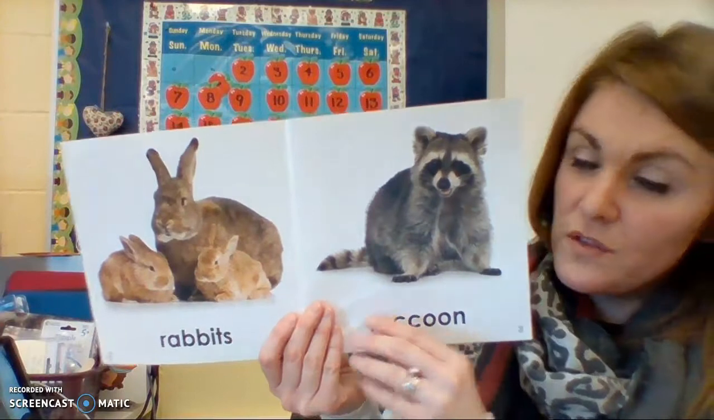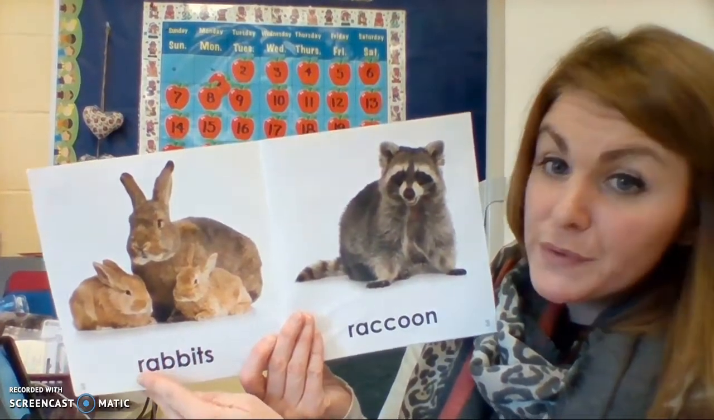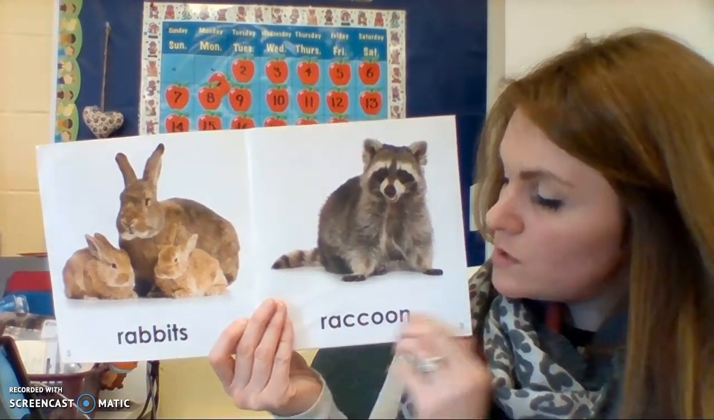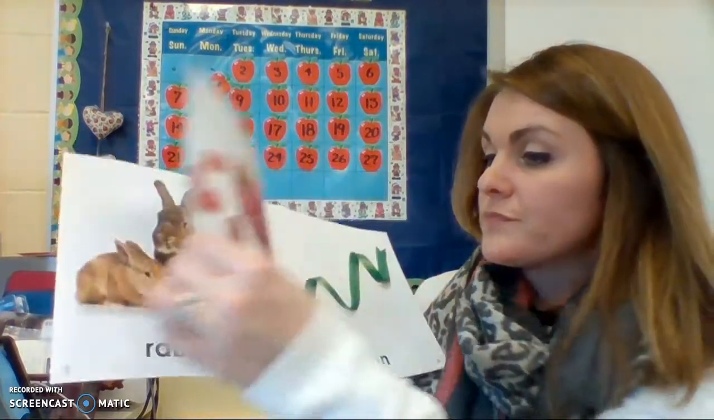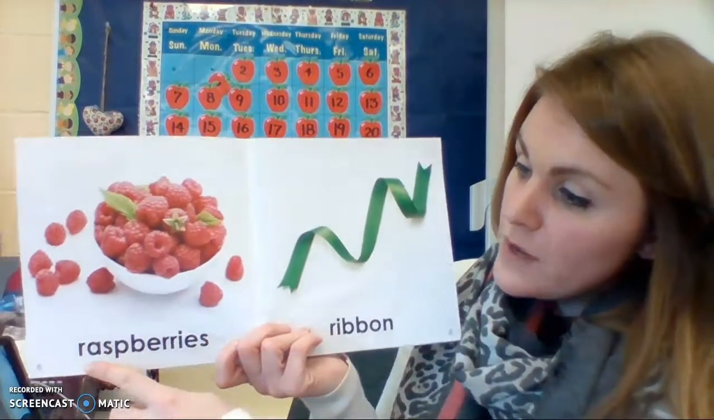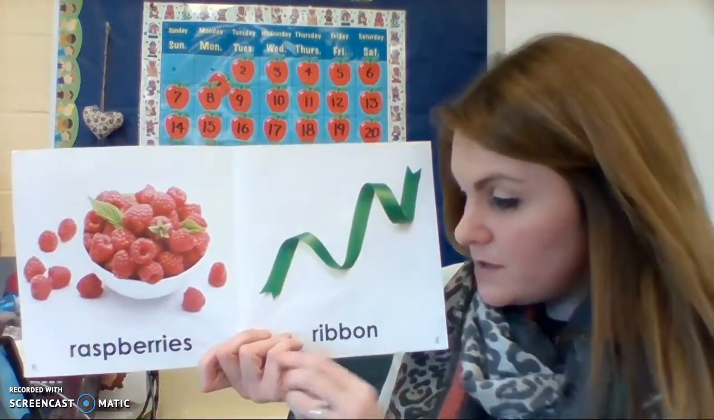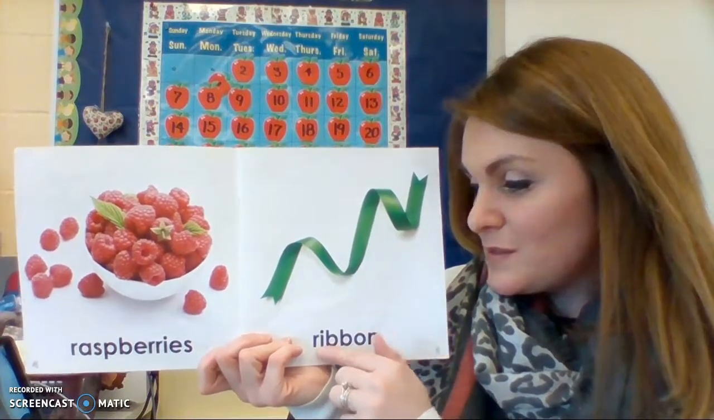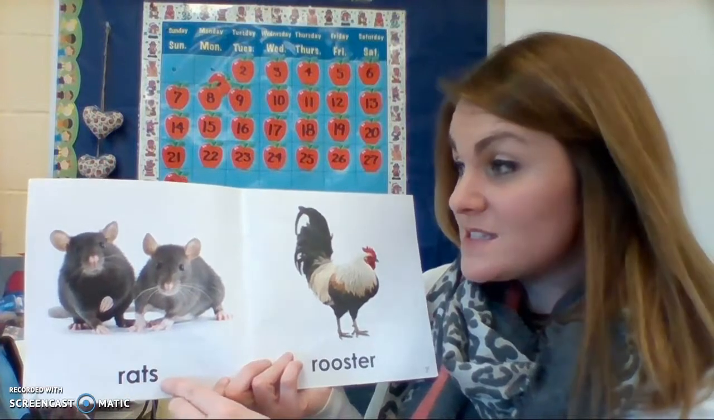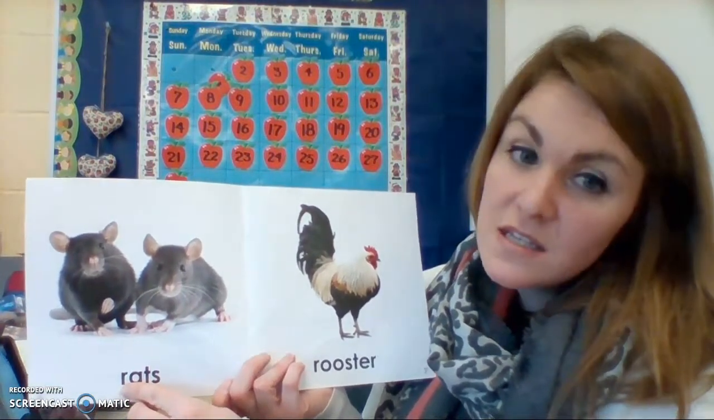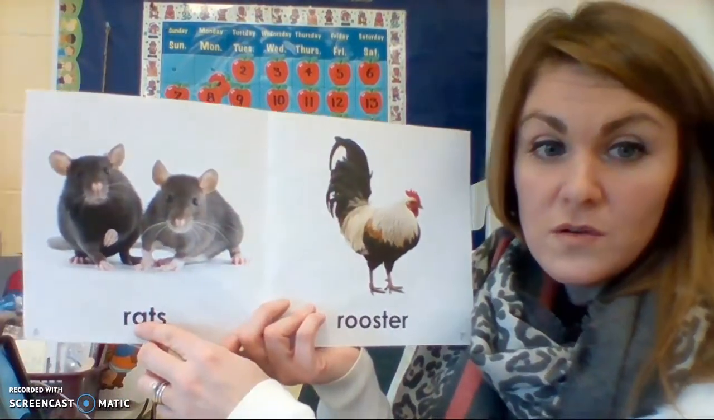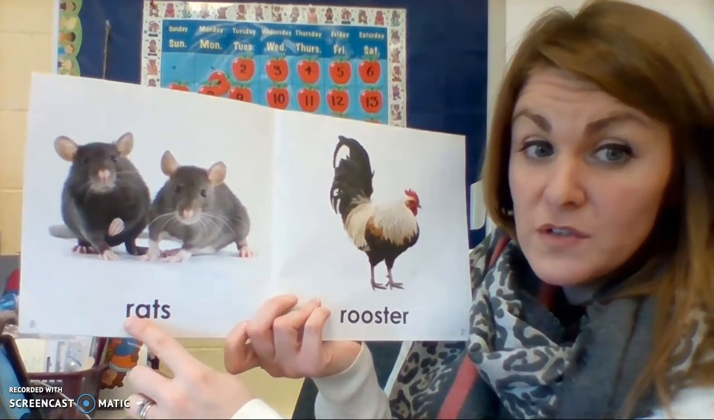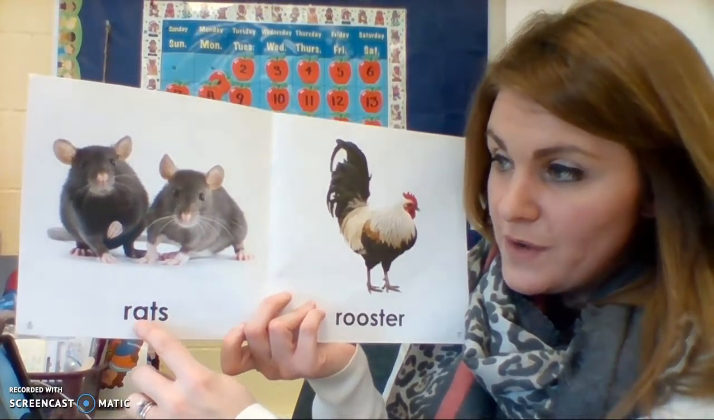I need to move this over. Rabbits. R. Raccoon. R. Raspberries. R. Ribbon. R. Rats. R. This is one we can sound out, so for those of you also in first grade, we're doing this now. Rats.